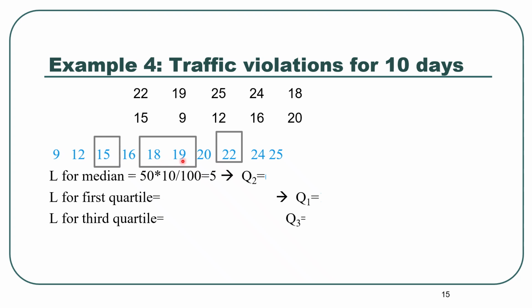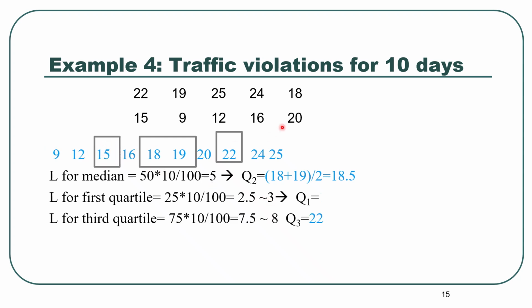So the fifth and the sixth position, average of that would be 18.5, and for the Q1 it's gonna be again 25 times 10 over 100, which is gonna be 2.5. This is not a whole number, so we are gonna just round it up, and it's gonna give me a position of 3. So that observation in my arranged array in position 3 would be my Q1. Here is my Q1.